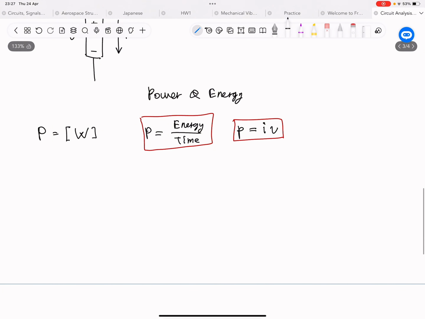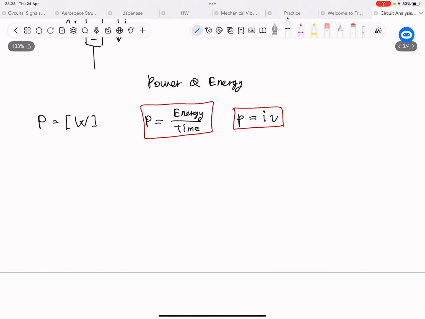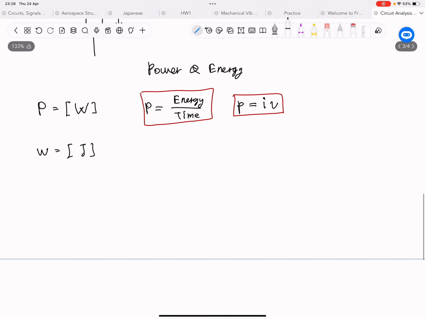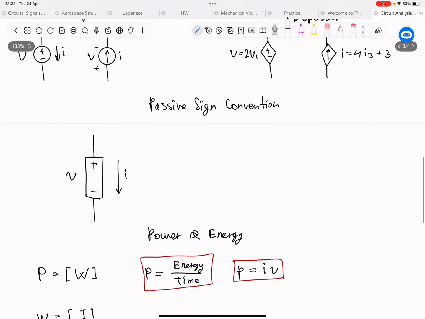Energy is represented by letter W, and it has a unit, joules. Again, it can be microjoules, kilojoules, even picojoules sometimes.